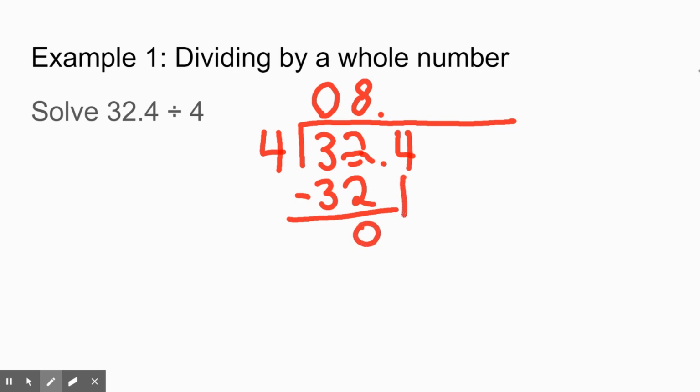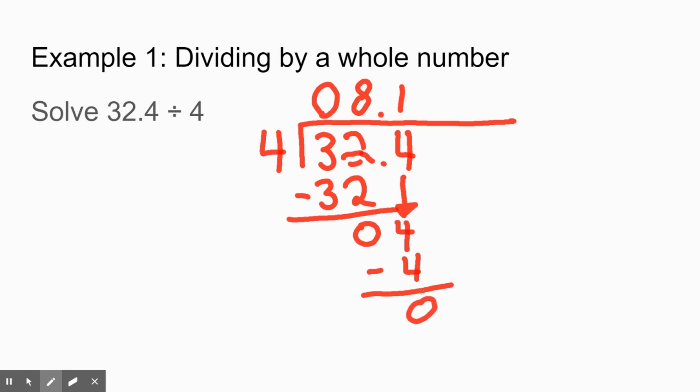Now we have to deal with the 4. So we're going to drop the 4 down here. We're going to drop it like it's hot. And we're going to repeat that same process again. How many times does 4 go into 4? Well, it only goes in once. So we're going to put a 1 right there. 4 times 1 is 4. We subtract, and we get a 0.